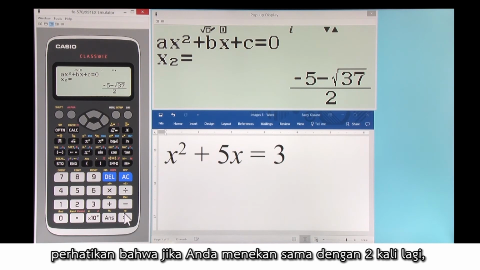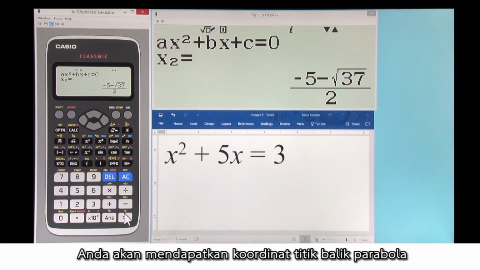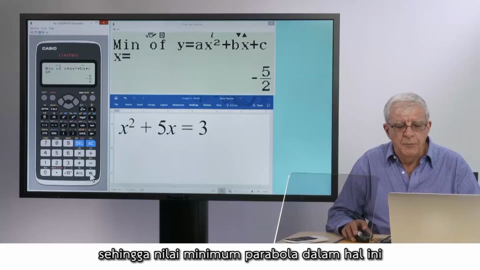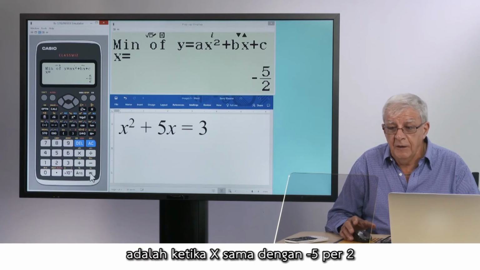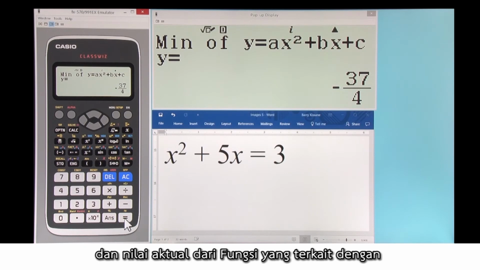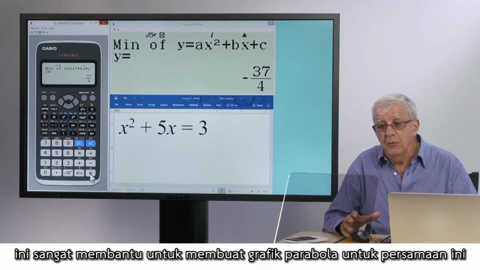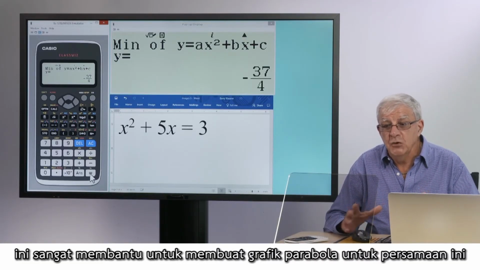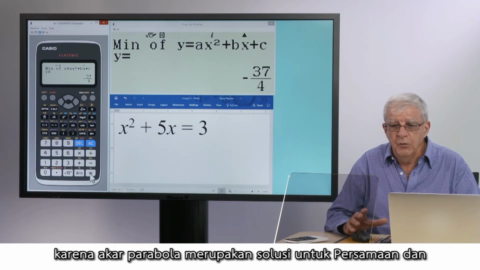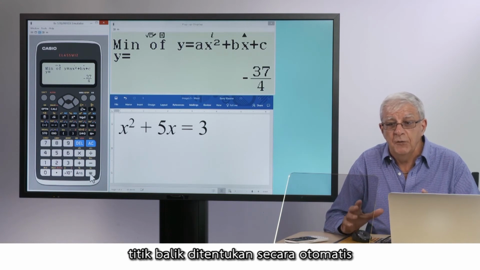Notice that if you tap equals a further 2 times, you'll obtain the coordinates of the turning point of the parabola. So the minimum value of the parabola is, in this case, when x is equal to negative 5 over 2, and the actual value of the function concerned with this equation is negative 37 over 4. This is really helpful to graph the parabola that's associated with this equation, because the roots of the parabola, which are the solutions to the equation, and the turning point are all determined automatically.